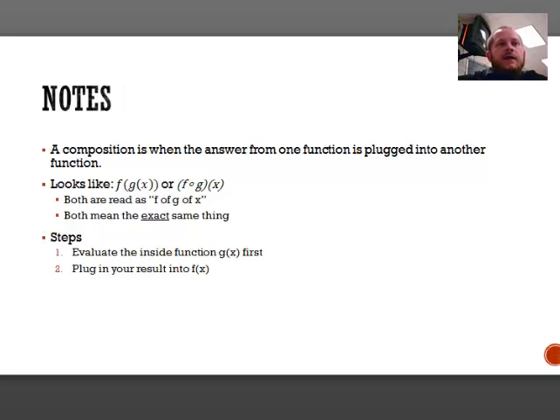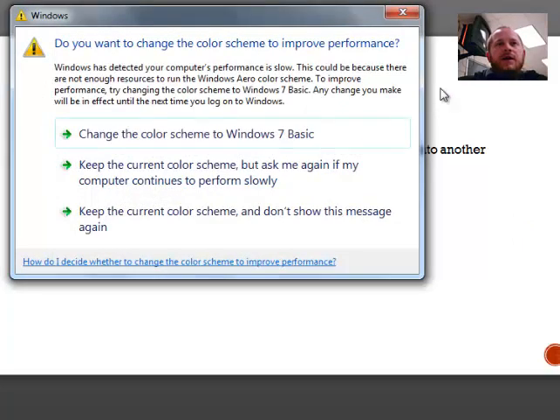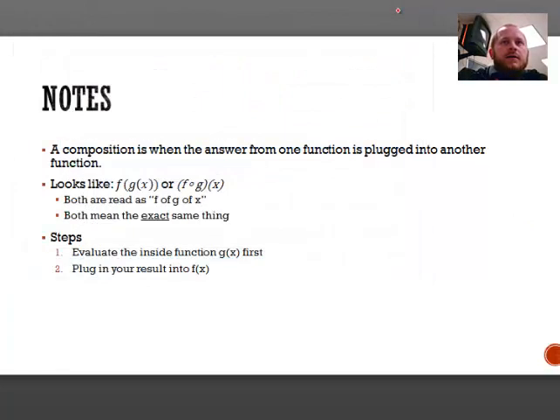If you look at this next topic, f of g of x, or f with the little circle, means f of g of x. They're both read the same way. So f is a function of the function g when x is its value. Both mean the exact same thing. The two steps to remember are to evaluate the inside function first, and then evaluate the second one afterwards after you plug it in.